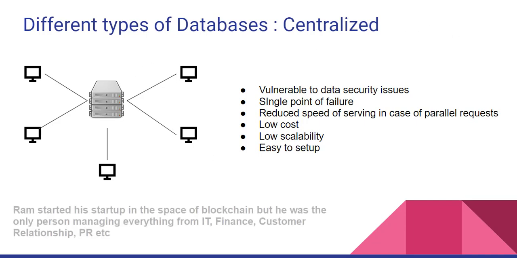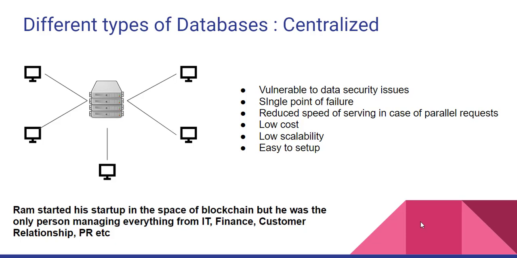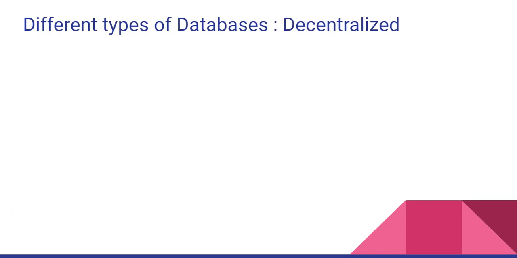For example, to relate to the real world, let's say Ram started his startup in the space of blockchain, but since he didn't have money, he managed the entire thing, starting from HR to IT to finance and customer relationship. Now if Ram fell sick or goes out of office, then nothing will work. It's the same thing with a centralized system. If the server goes down, then nobody can work.